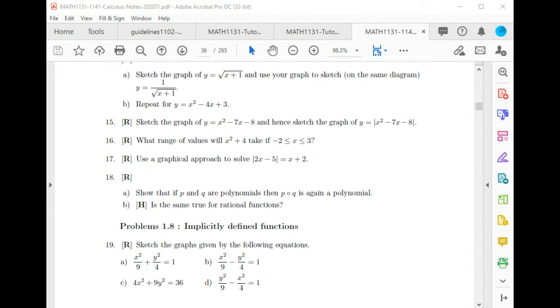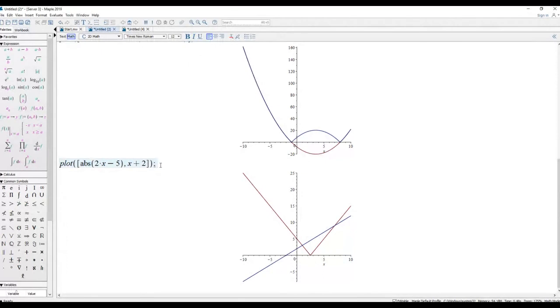And just give me a second. And what is it? It's x plus 2. Okay, so I'll just get rid of that. So here it is. You can see I've plotted, the red curve is the one with the absolute value in it, and the blue curve is just the curve x plus 2.